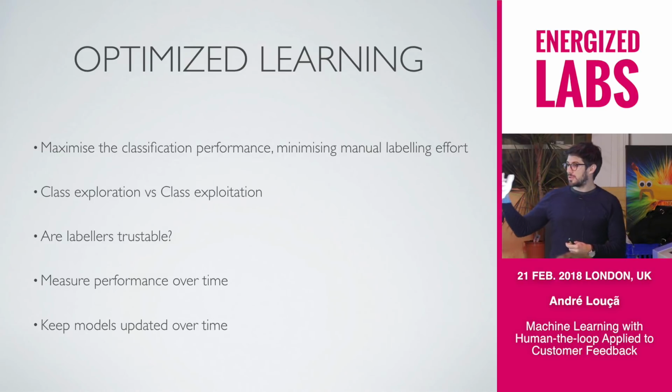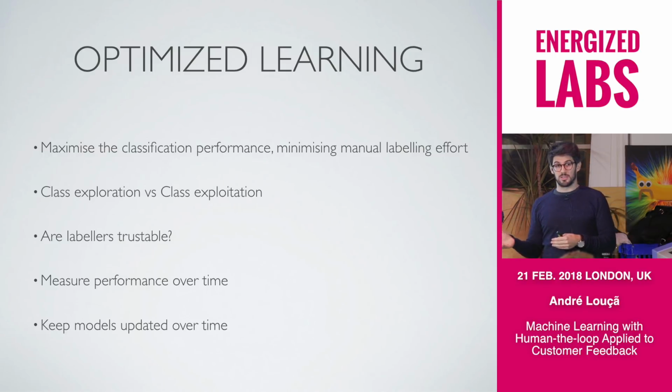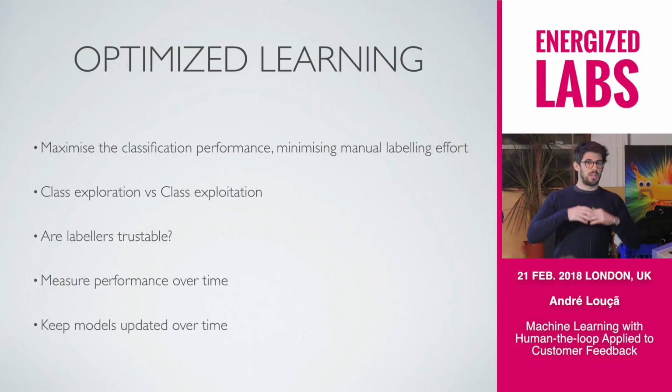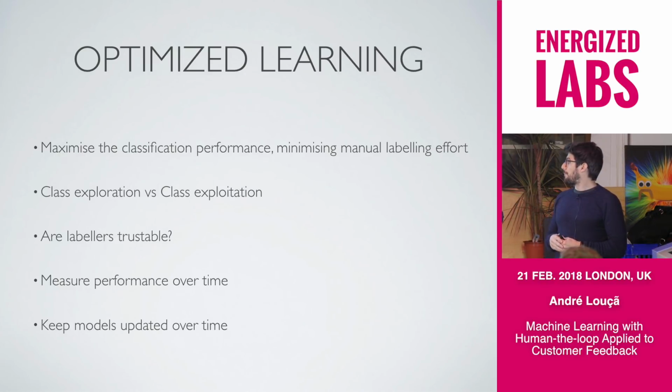But beyond that, now we have a human giving me the examples. As human beings, everyone can have different opinions. So are the labelers trustable? That's another problem that we need to sort out. There are different ways to do it. Maybe consensus is a way. Another problem was, as I said, to measure performance over time and keep the models always updated.